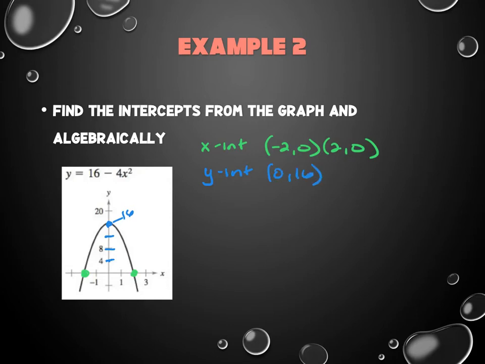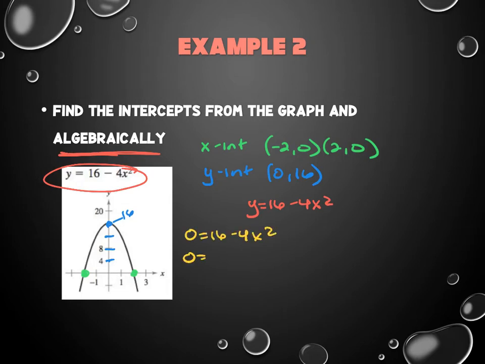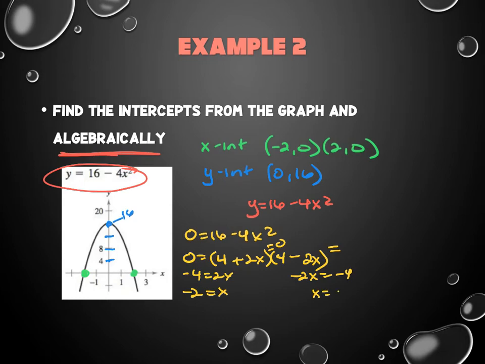And then to do it algebraically, we take our equation, y equals 16 minus 4x squared. To find the x-intercept, we're going to plug 0 in for y. We can actually factor this difference of squares: (4 plus 2x)(4 minus 2x). Or you could have moved the 16 to the other side, divided by -4, done that whole process. And then from here, I could set these each equal to 0. I'd get -4 equals 2x, and -2x equals -4. Divide both sides by 2, and I get -2. Divide both sides by 2, and I get +2.